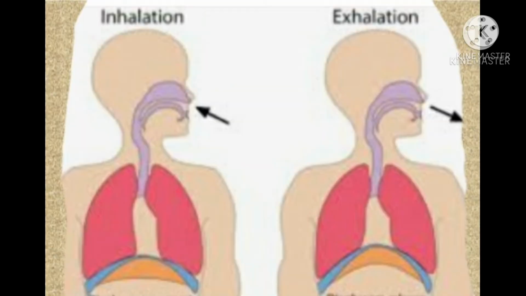When we breathe in, our chest cavity expands, and this expansion of the chest cavity helps in sucking in air which contains more oxygen. When we breathe out, the chest cavity contracts. This contraction of the chest cavity helps in squeezing out carbon dioxide from the lungs and expelling it from the body.